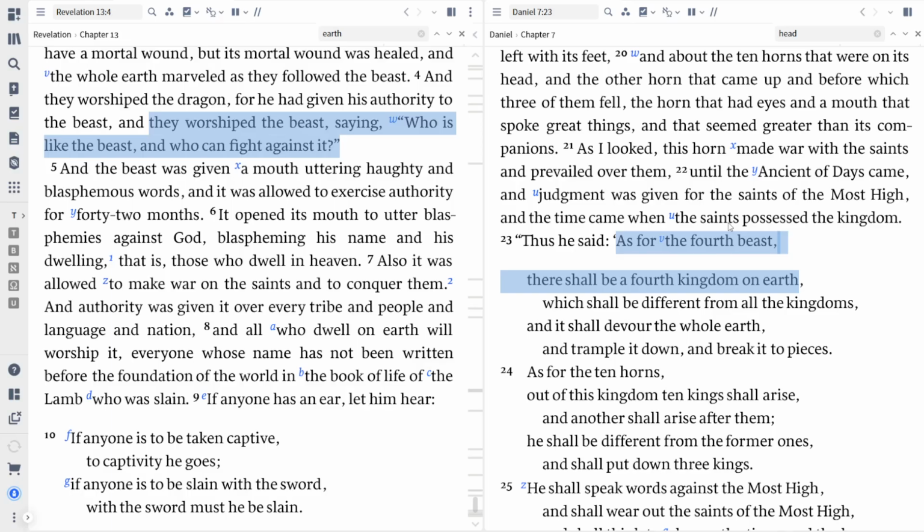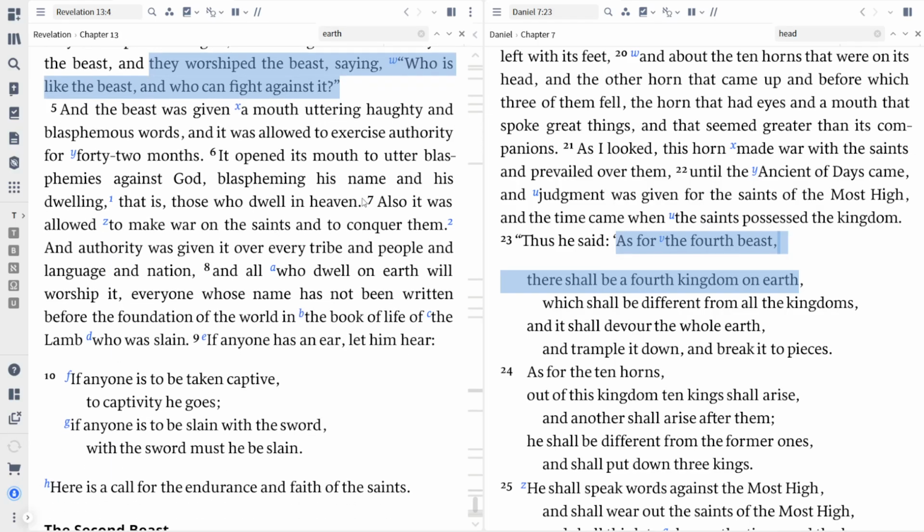These kings like to take away the holy vessels and persecute the Jews. Likewise, the beast over here, the beast of the sea, has blasphemous words and exercises authority. He opens his mouth to blaspheme against God. He makes war on the saints. That's what these beasts were doing.